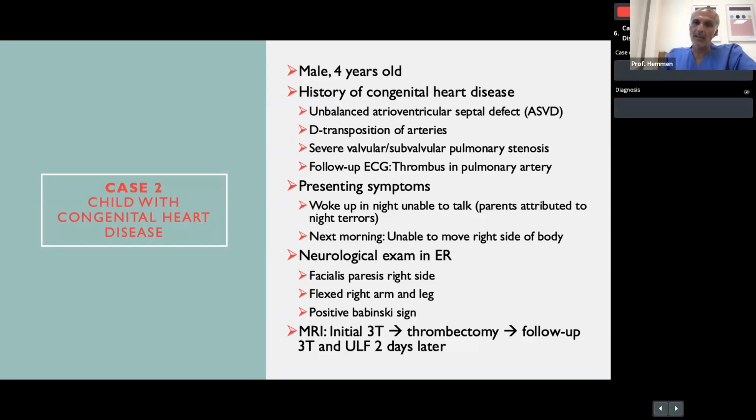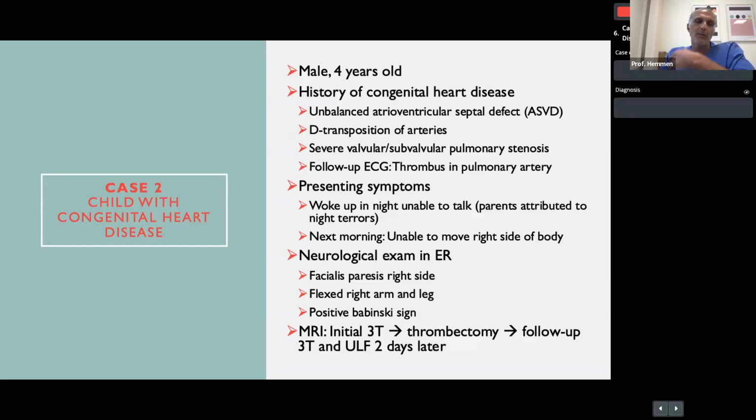And we found that he had a thrombus in the blunt part after some of the procedures that he had undergone in his first years of life. But he was on a balanced side. He was, of course, a cardiac patient, but he was fine. He was home, and he woke up in the night and he was unable to talk.